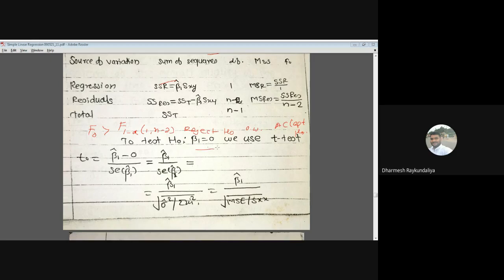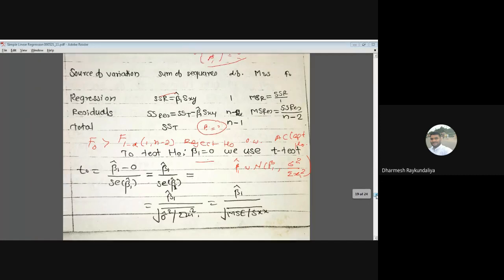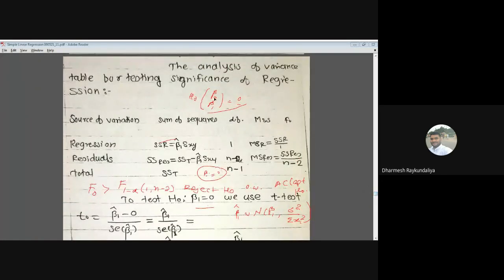To test beta 1 equal to 0, what is the distribution of beta 1 cap? We know that beta 1 cap is normal with mean beta 1 and variance sigma square upon summation xi square. If you take the deviation from the mean, then what happens? Beta 0 is 0. You saw that when you take the deviation form of the model, then beta 0 equals 0. Here we will test H0: beta 1 equal to 0.